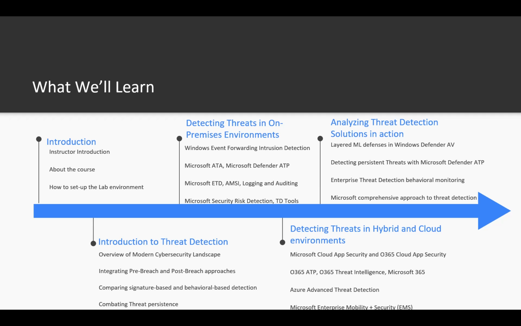And then in the last section, we are going to look at some real life examples. We are going to analyze threat detection solutions in action. We are going to discuss several types of attacks and threats that were detected in real life scenarios. Here we are going to talk about layered machine learning defenses in Windows Defender Antivirus, detecting persistent threats with Microsoft Defender ATP, enterprise threat detection, behavioral monitoring, and lastly, Microsoft's comprehensive approach to threat detection.